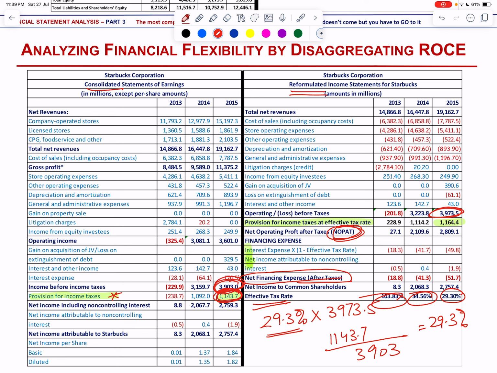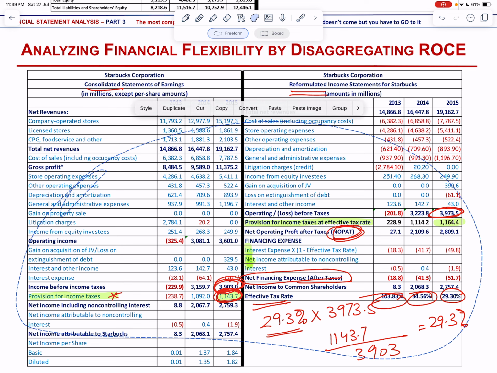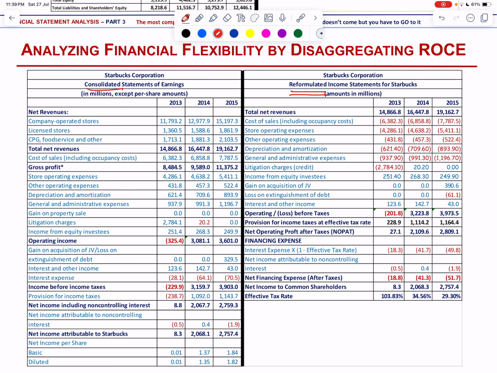Now the tax benefits from interest expense is reduced. You can see over here the effective interest expense from 70.5 million to 49.8 million between the reported tax provisions and the adjusted provision. This reflects the tax benefits from using debt and tax deductible interest.